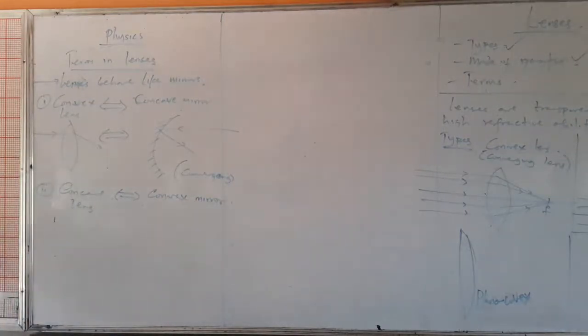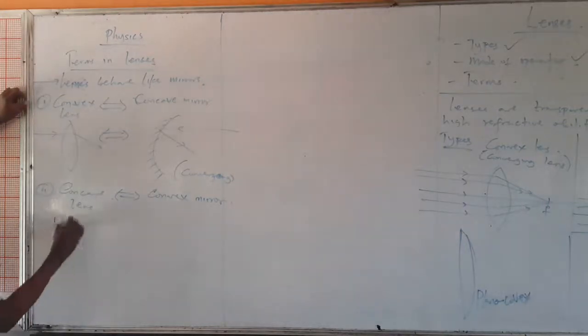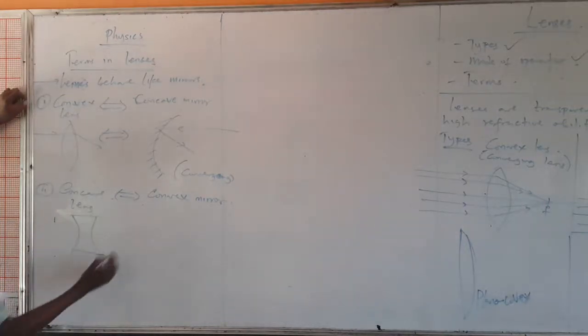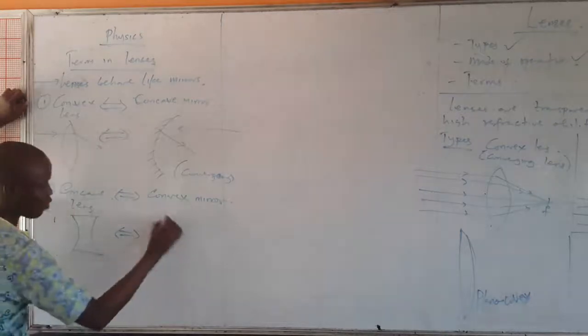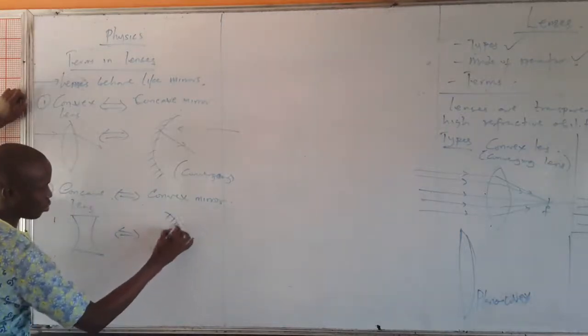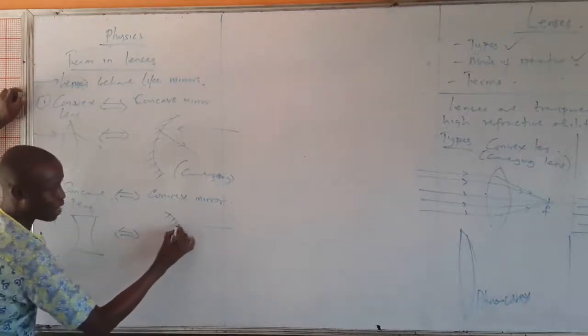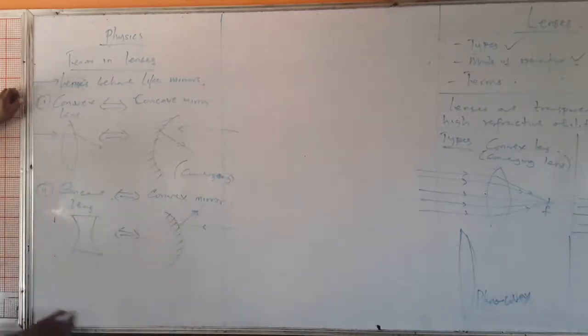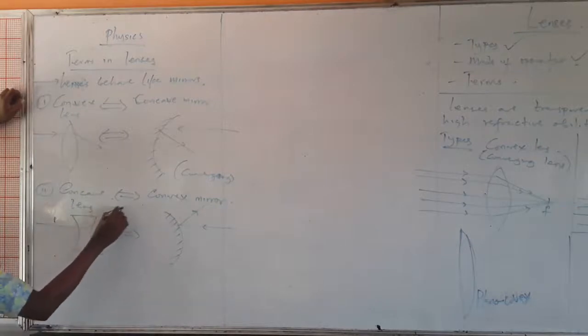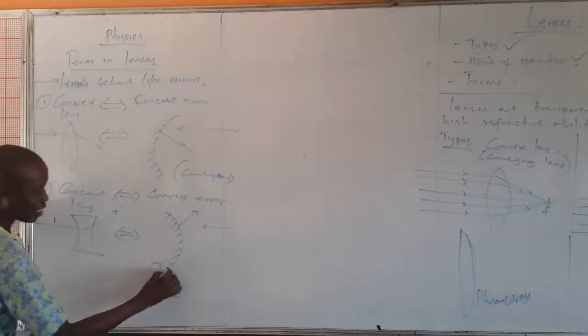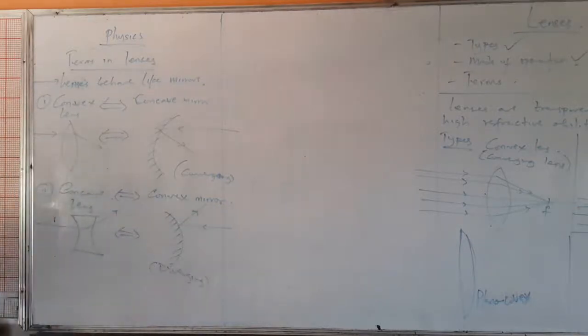The concave lens behaves the same way as the convex mirror. This is the concave lens, it is diverging. This is the convex mirror, it is also diverging. Any ray of light parallel to the principal axis will diverge. So both of them are what? Diverging. It is very important that you understand this analysis before we go on.